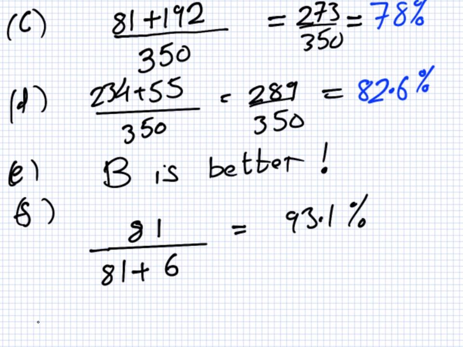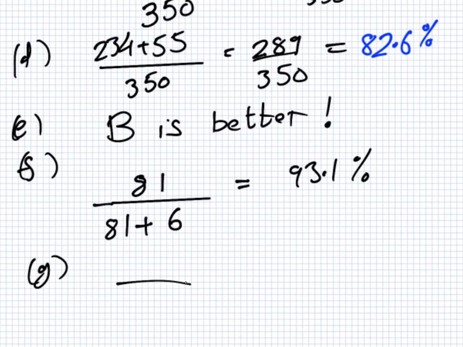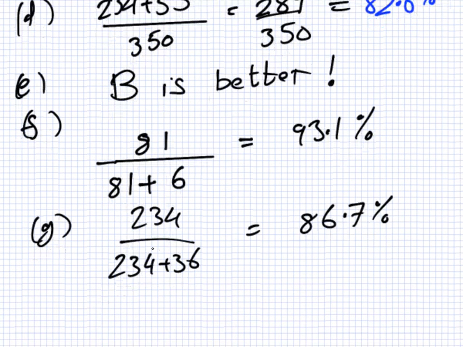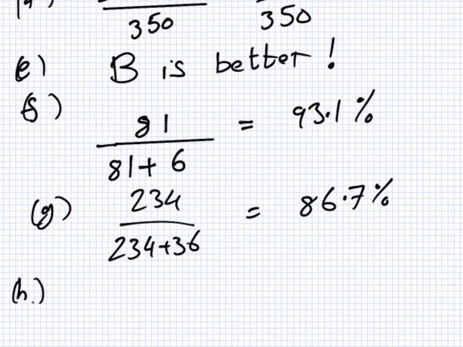Not bad. Okay, G, what is the probability of being successfully treated with treatment B if you have small kidney stones? If you have small kidney stones, on the bottom is 234 and 36. On the top, 234. So you go into hospital with your small kidney stones and you say, doctor, give me treatment B. What's your probability of success? 86.7.